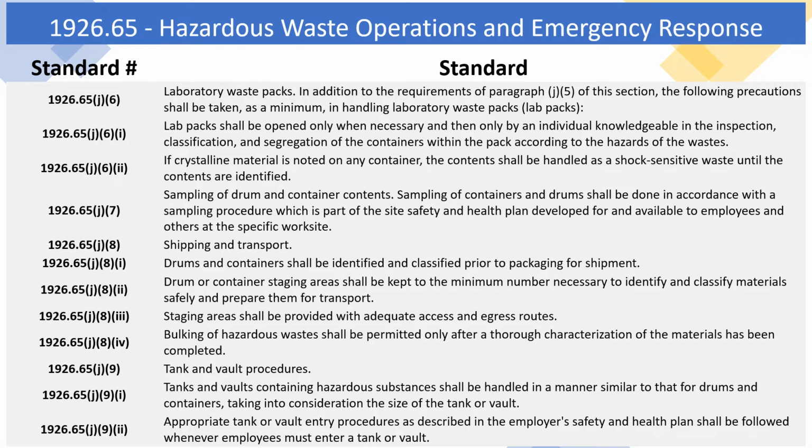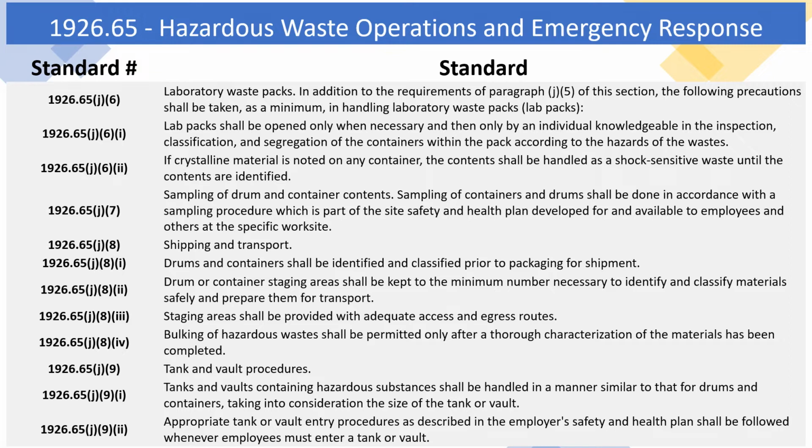1926.65 J7. Sampling of drum and container contents. Sampling of containers and drums shall be done in accordance with a sampling procedure which is part of the site safety and health plan developed for and available to employees and others at the specific worksite. 1926.65 J8. Shipping and transport. 1926.65 J8 1. Drums and containers shall be identified and classified prior to packaging for shipment.